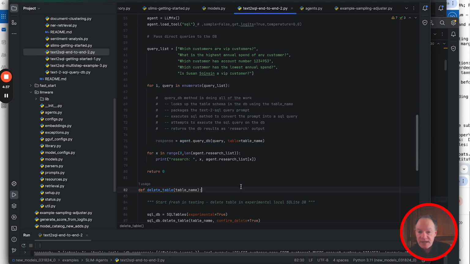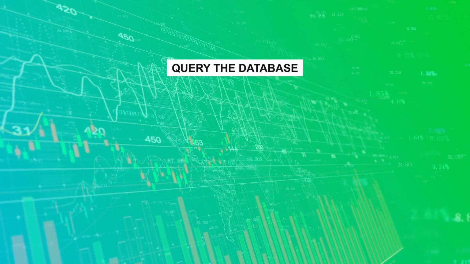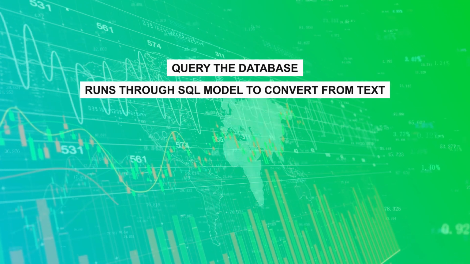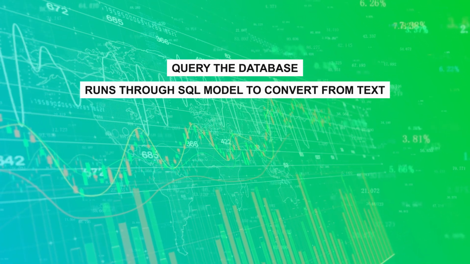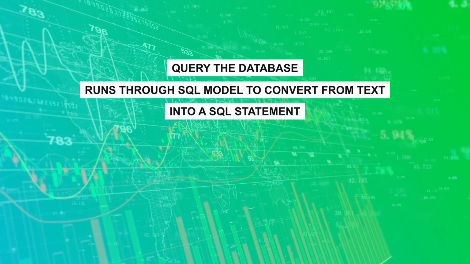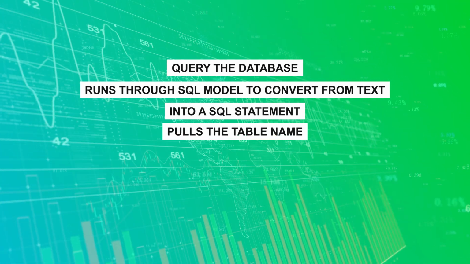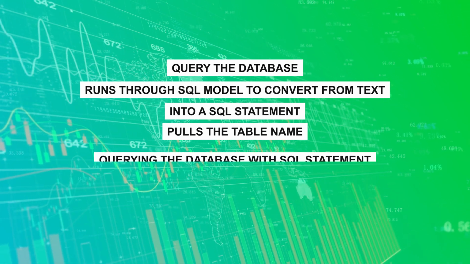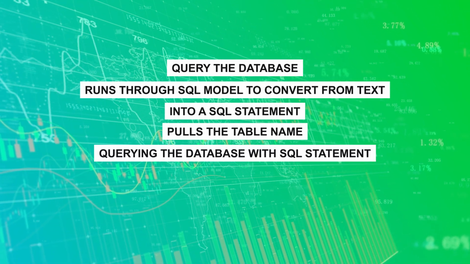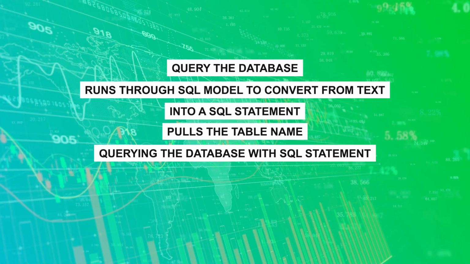What this method does is it asks our agent to go query the database. It takes that query, it runs it through our SQL model to convert that from text, which customers are VIP customers, into a SQL statement. It pulls the table name that we've passed into it, so it's constructing the right SQL against that table. And then it actually takes that next step of querying the database with that SQL statement that's come out of the model. And then it gives us that output.